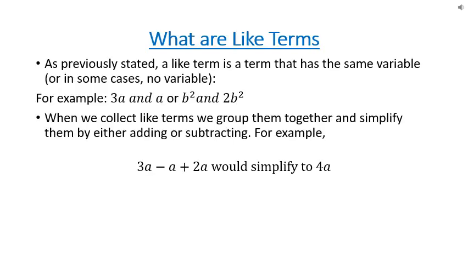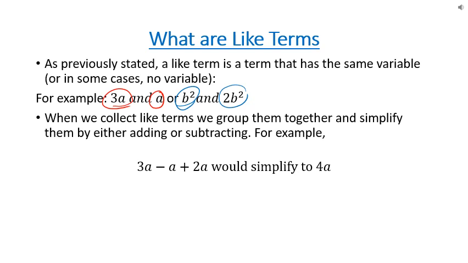Okay, so remember that we talked about a like term being a term that has the same variable to the same power. So for example, we talked about 3a and a being like terms because they both have an a and it's both to the same power. Or we talked about b squared and 2b squared being like terms because they are both b and they're both to the power of 2. Now, when we have like terms, we can actually collect them and group them together. This allows us to simplify by adding or subtracting.